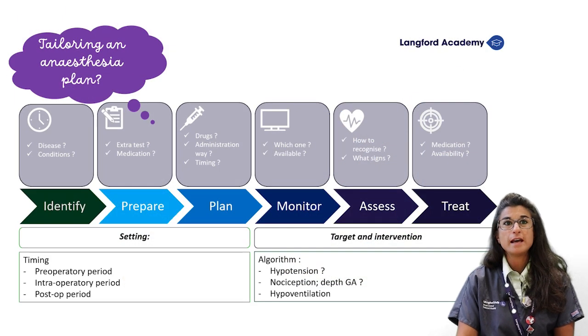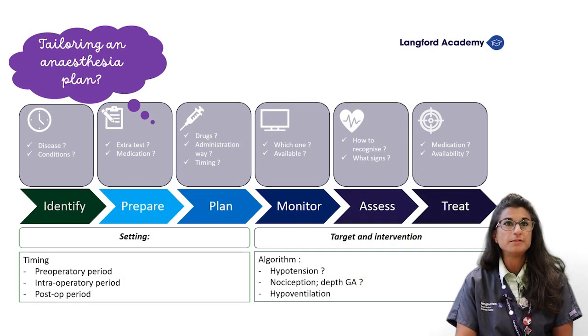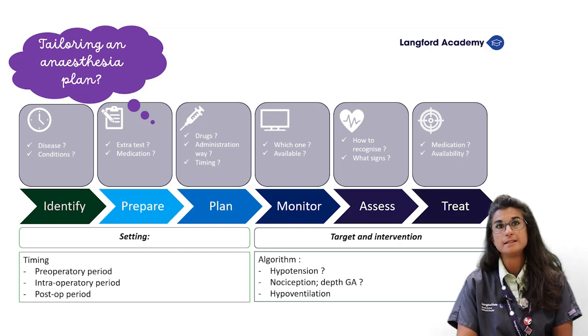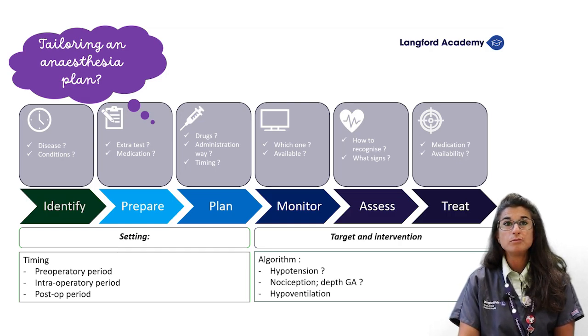A bit more in depth. First, you want to identify if the patient has a disease or a condition. You want to be prepared. So if the patient needs extra tests or extra medication before you start the anesthesia, you want to make a plan with the drugs, how you're going to provide them and when you're going to give them. This is related to timing as well. You want to organize those thoughts around the pre-operative period, but also the intraoperative and post-operative periods.